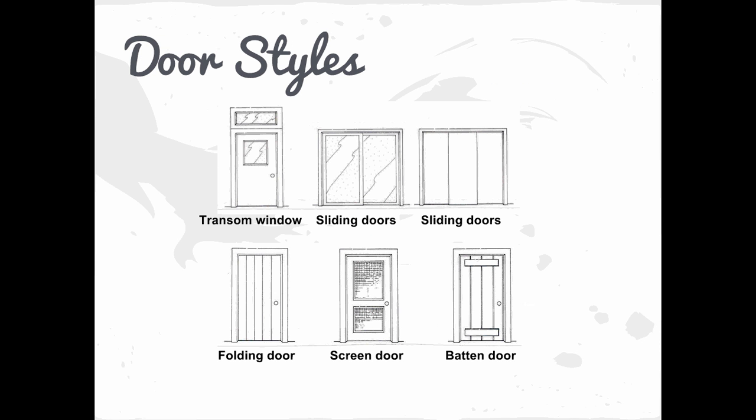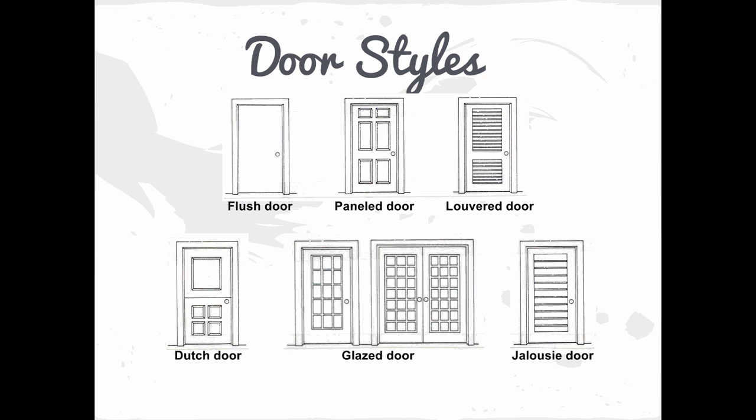And then we have different kinds of doors. You can see the pictures here. We have transom doors with the top window and the window right in the door so people can look out. Sliding doors, we have a couple different kinds. We have folding doors, screen doors, batten doors, and again, you may have some of these in your home. Seen them before in your life. Here's some more interior doors, which is your flush door, panel doors, the louver doors, Dutch door, glazed doors, jalousie doors. Again, some of these you may have seen more than others. Those are just some of the main styles.